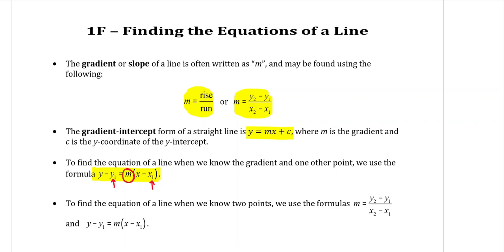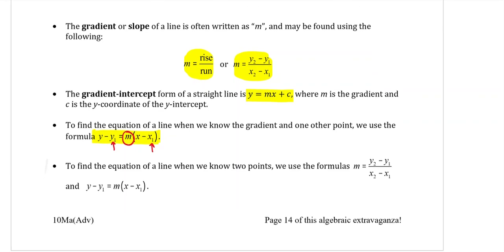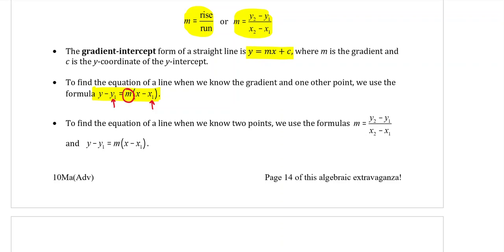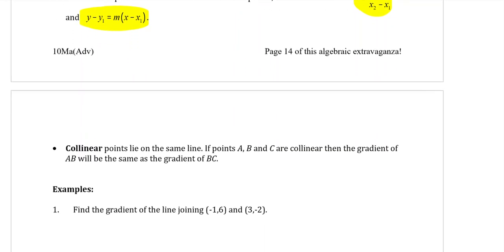So often in the last dot point there, it says to find the equation, we might have to use both formulas. You might have to use this formula to find the gradient first, and then put it into the point gradient formula to find the equation of the line.